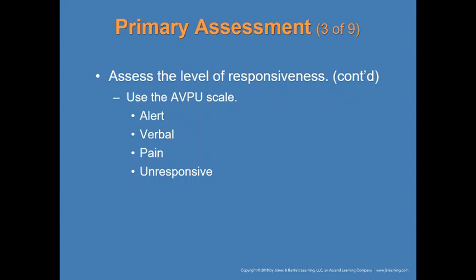Now, going back to alert. The patient should be alert to person, place, time, and events. So they need to be alert to all four of those things. If one of them is missing, you need to note which one. In other words, person: hopefully they know who they are. Hopefully they know where they are. They might not know what happened to them, though.